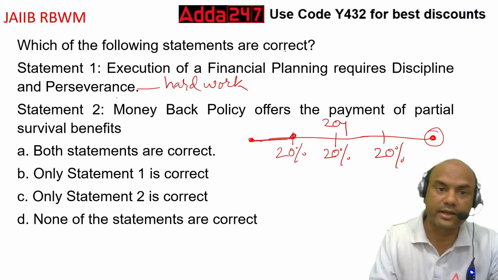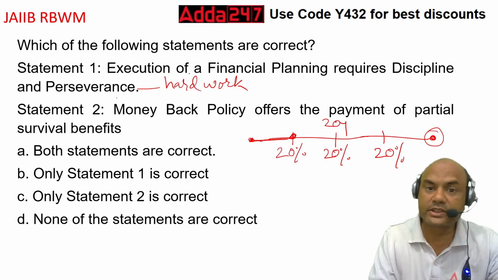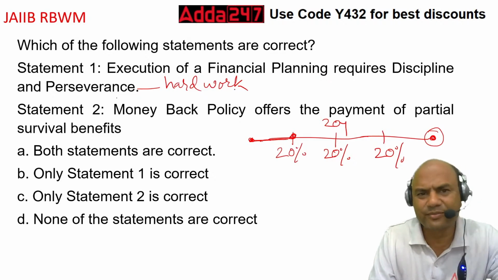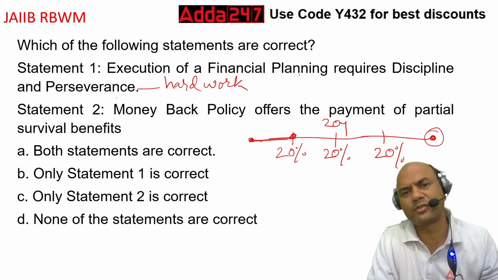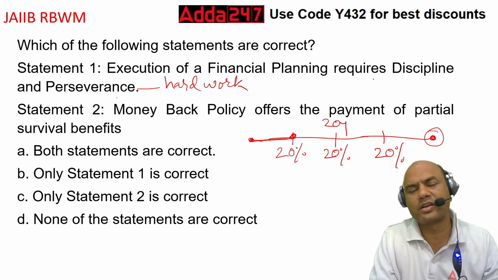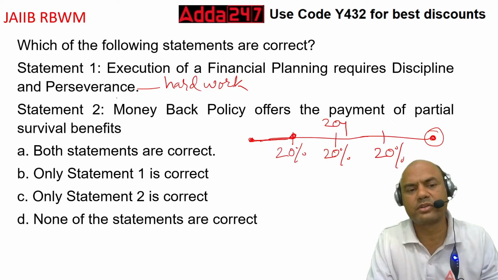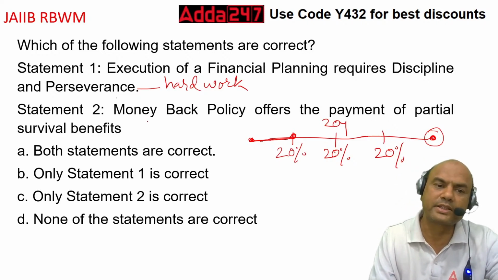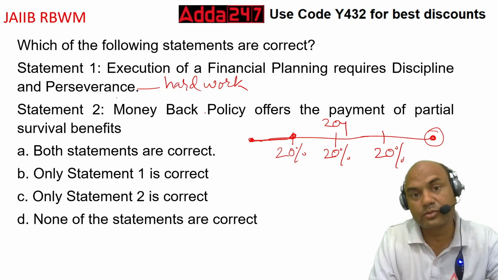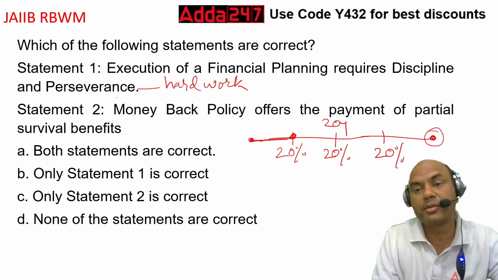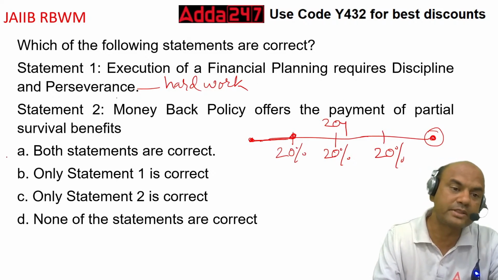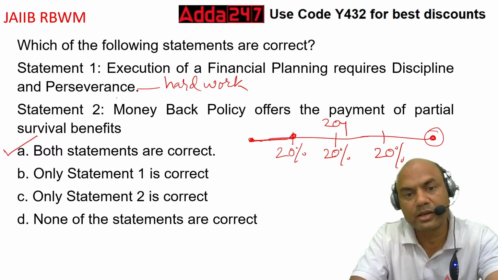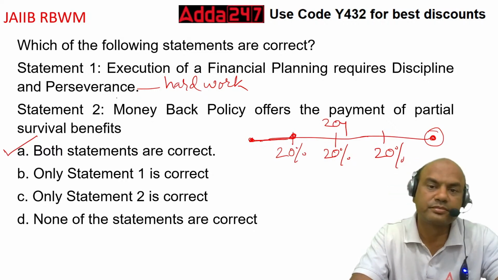So which one is correct? Execution of financial planning requires discipline and perseverance. That is obviously what all our grandfathers, fathers have told us: shraddha or saburi, hard work, do it. So one is correct. Money back policy offers payment of partial survival benefits. So that is also true. Some part I am getting because I have survived. So both the statements are correct. A. Both of them are correct. Got it? Clear?